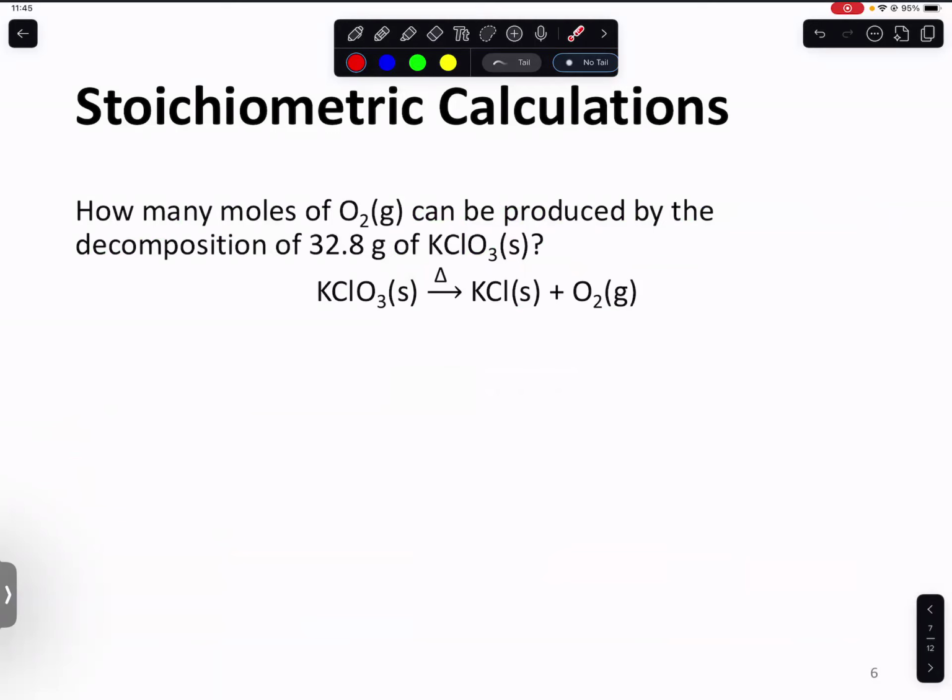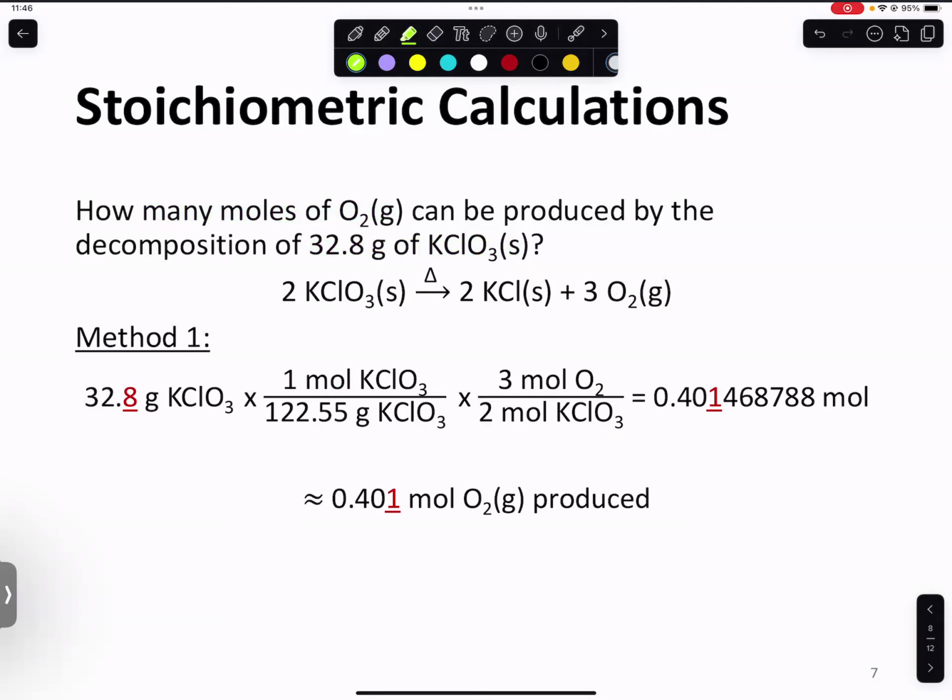Now, let's start to apply the stoichiometric calculations to our example right here. And you can actually do the calculation in multiple ways. And I'll show you the two methods. The two methods should give you the same answer, but pick and choose. There isn't a right or wrong thing. So in this example, it says how many moles of oxygen can be produced by the decomposition of 32.8 grams of potassium chlorate. And in this case, I want to go to the next slide to show you the first method.